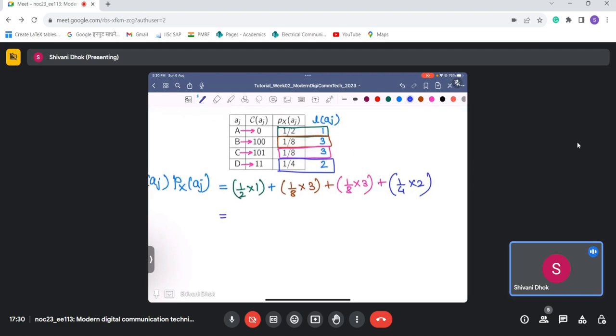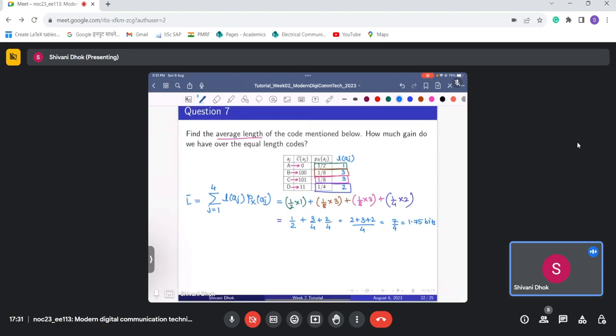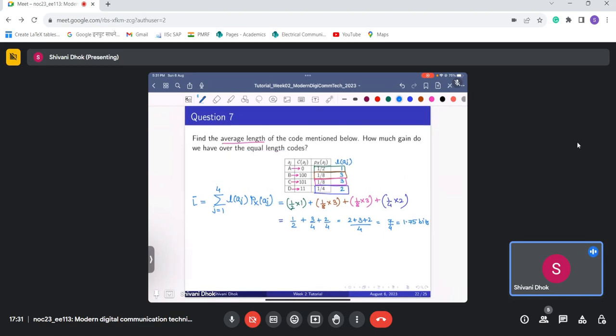Okay. So now what we have here is 1 by 2 plus 3 into 1 by 8 plus 3 into 1 by 8, that is 3 by 4, plus 2 by 4, which is 2 plus 3 plus 2 by 4, that is 7 by 4, which is 1.75 bits. So this is what we have when we are going for a variable length code. This is the average length for this variable length code.